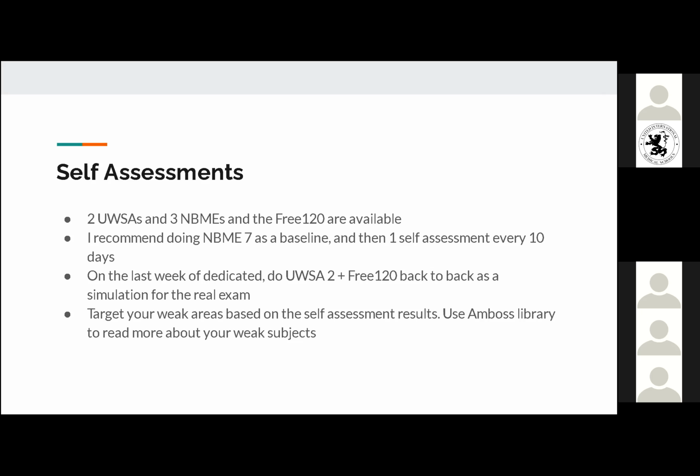And then the same way that I recommend doing for Step 1, you should also do for Step 2 CK. So every 10 days, you do a self-assessment, and then according to what you were weak on in that self-assessment, you plan the rest of your week studying or referencing articles from the Amboss Library. So you read some of your weak subjects. For example, if you're bad at nephrology on one self-assessment, you spend 7 days or 10 days reading through the nephrology section in Amboss.